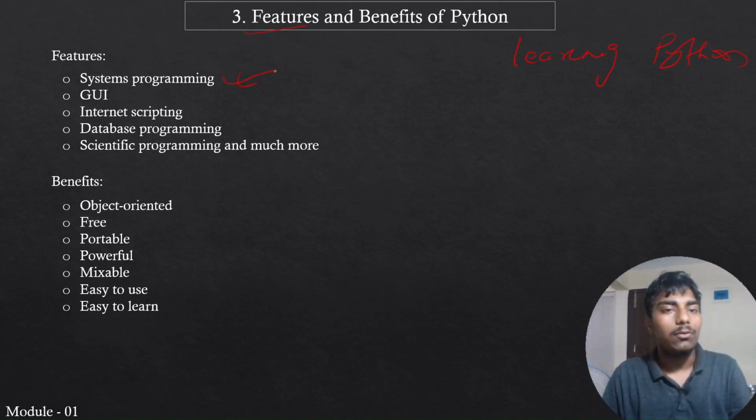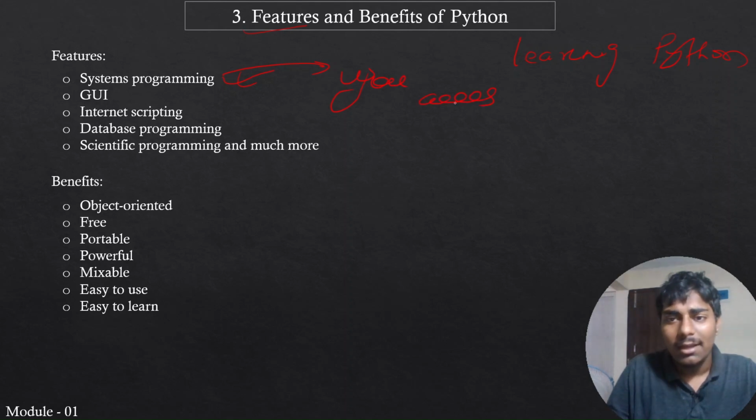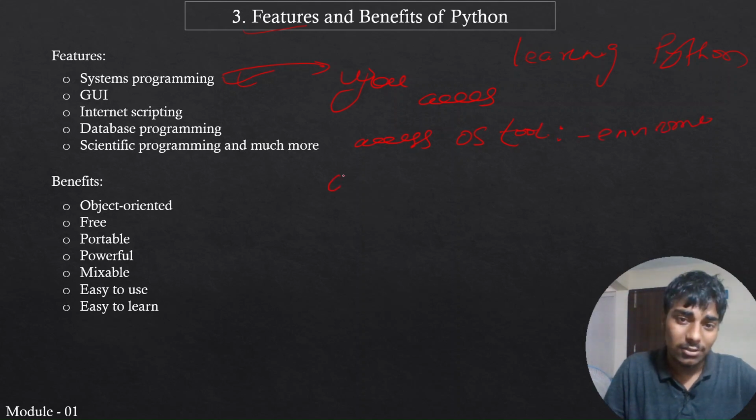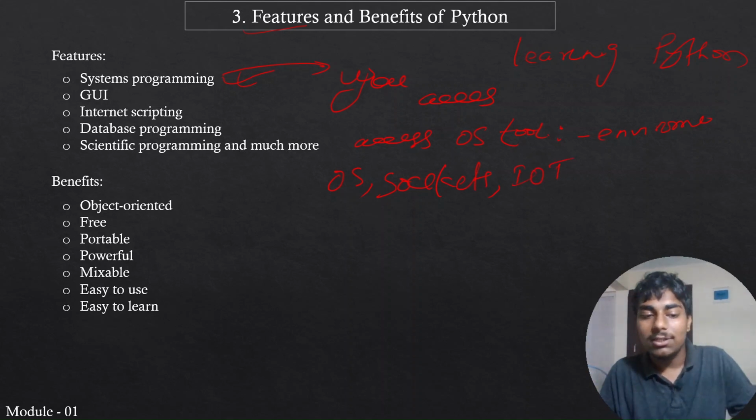Now, why are we calling it system programming? Because using Python you can access OS tools. And tools means what? You can manipulate the environment variables of the operating system. You can build sockets, networking. You can use it in IoT. So it is like system programming. It works like a system program.